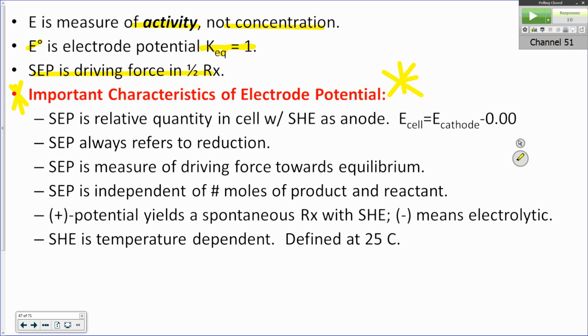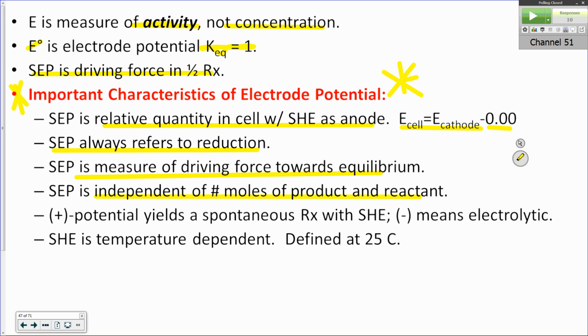So the standard electrode potential is a relative quantity to a cell that has the SHE as the anode. So E of cell equals E of cathode less 0, because SHE is 0. So it's E of cell equals E cathode. We always list standard electrode potentials as reduction. It tells us what the driving force is towards equilibrium in a system. It's independent of the number of moles of products and reactants.